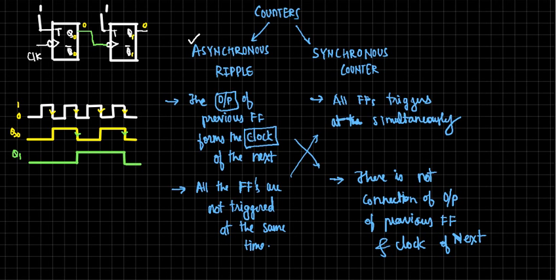For every 4 pulses, there is 1 pulse here. For every 2 pulses, there is a pulse here, and so on. So every flip flop is acting as a divide by 2 frequency divider, isn't it? Now see what is the pattern it is getting.